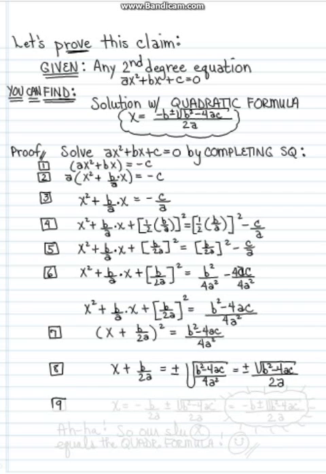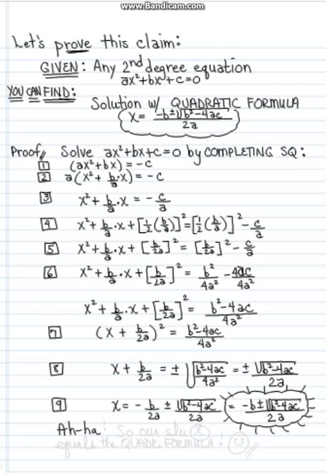And step 9, we're going to solve for x. So move the b over 2a to the other side by subtracting. They have a common denominator, so you can write the right side all over a single denominator. You get x equals negative b plus or minus the square root of b squared minus 4ac all over 2a. So we see, our solution for x is exactly what the formula said it was going to be.